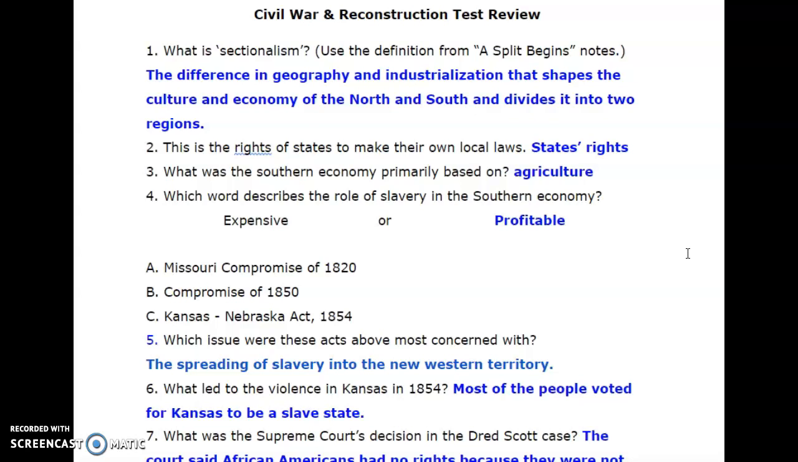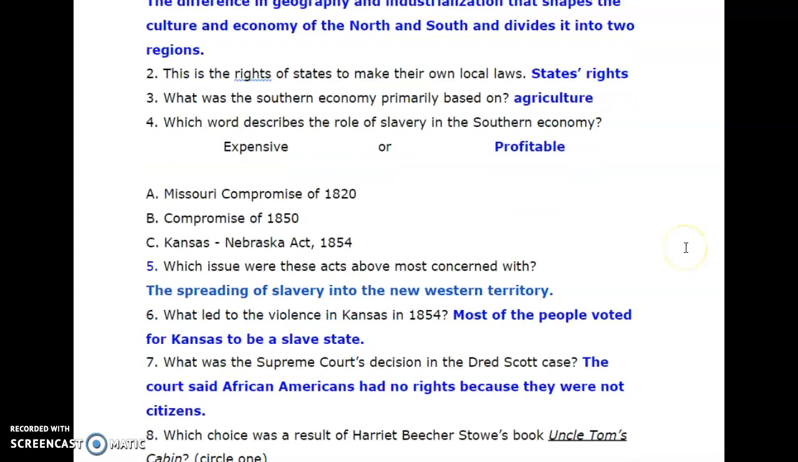For number five, it says which issue were the acts above the most concerned with. So we have A, Missouri Compromise of 1820, B, Compromise of 1850, and C, Kansas-Nebraska Act. And all of these are concerned with the spreading of slavery into the new Western Territory.